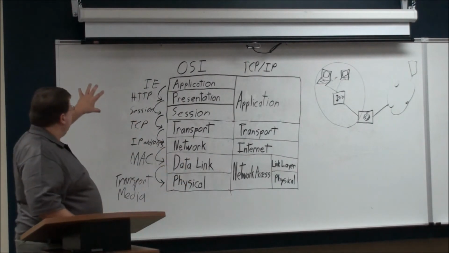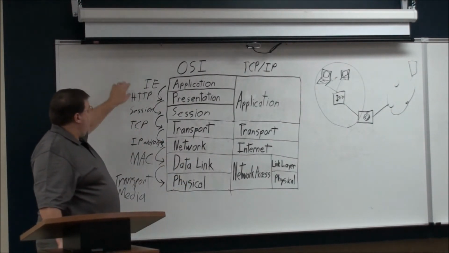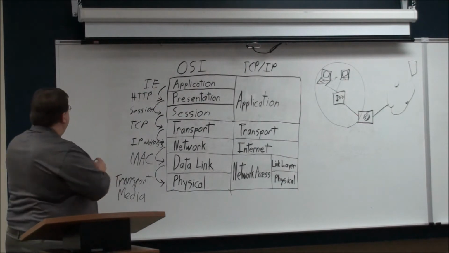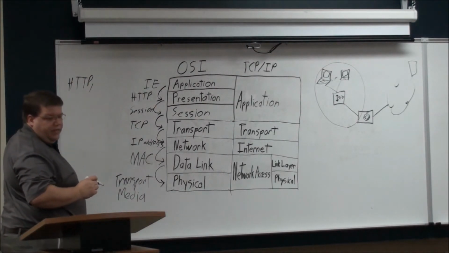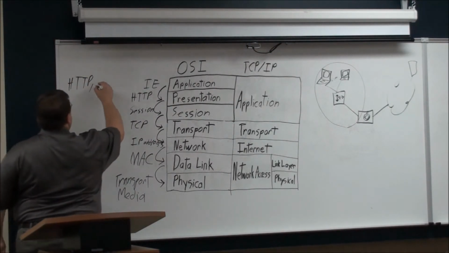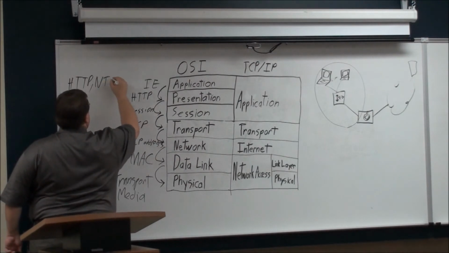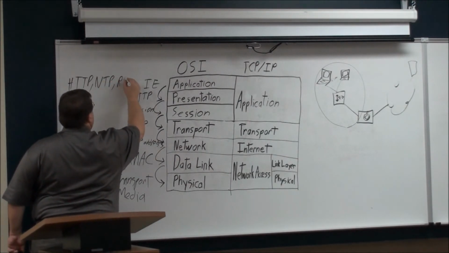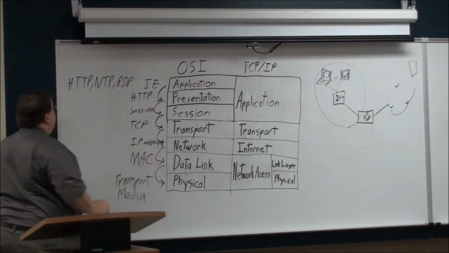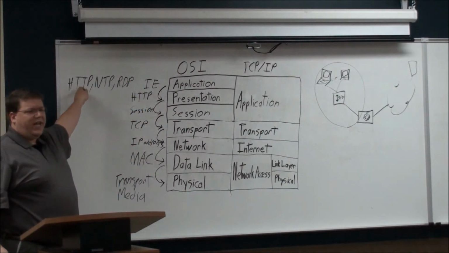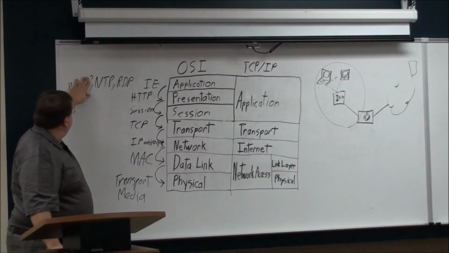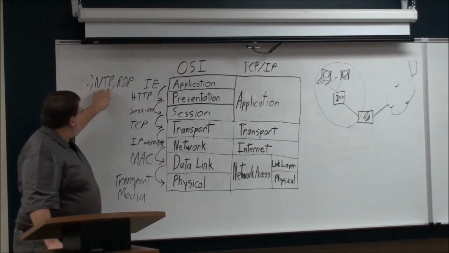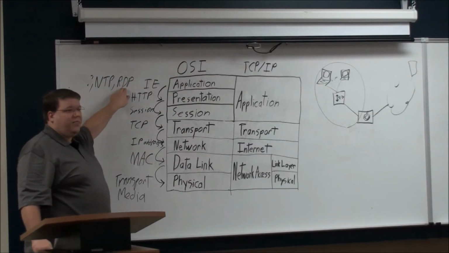Now, some examples of different protocols in the OSI model, we have HTTP, NTP, RDP. Everybody knows what HTTP is, right? Hypertext Transfer Protocol. Well, that's actually down in the presentation layer. But Network Time Protocol, Remote Desktop Protocol.